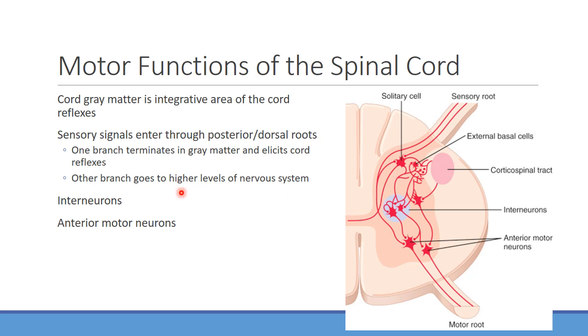Anyway, so we mentioned that there are going to be the sensory signals coming in through the posterior or the dorsal roots. One branch ends up terminating within the gray matter itself. This helps us to incorporate a lot of those sensory signals that will elicit some of these cord reflexes, right? And then you're going to find the other branch goes to higher levels of the nervous system, and that's where it can go to that somatosensory cortex.